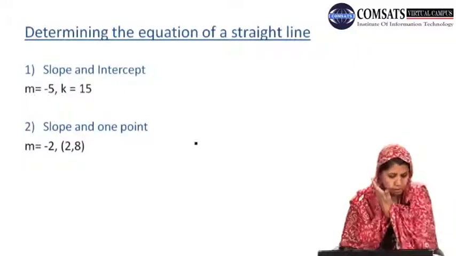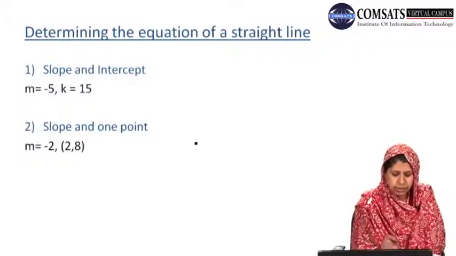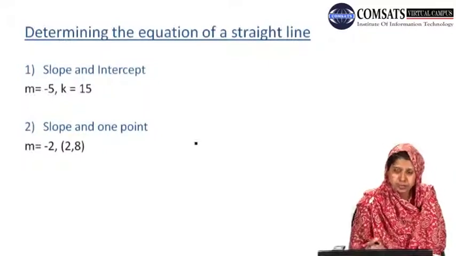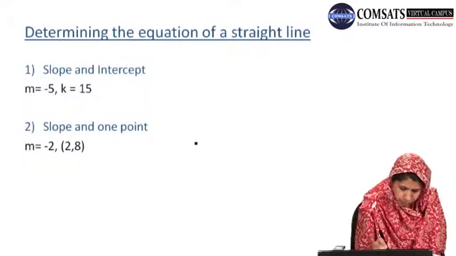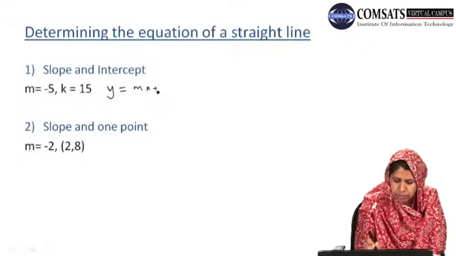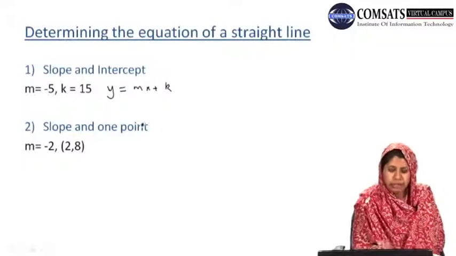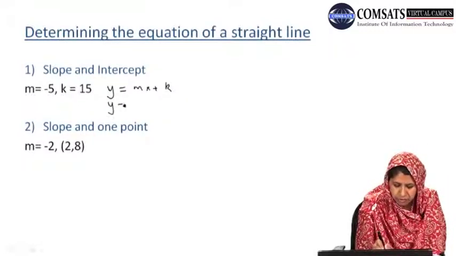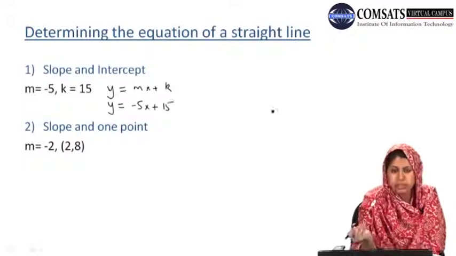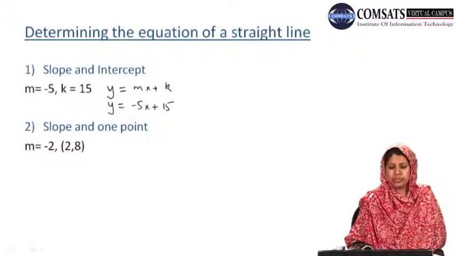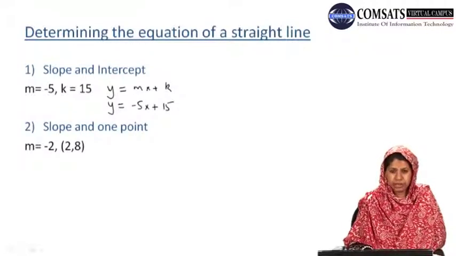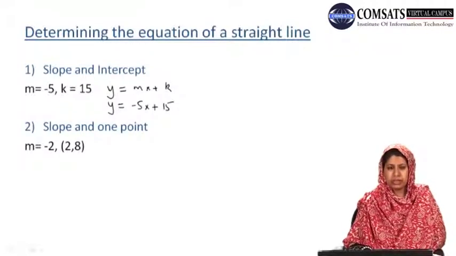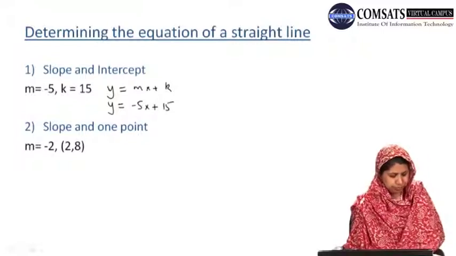Now we are given the slope m = -5 and k = 15. So y = mx + k. Just putting the values of m and k in our general equation, we obtain y = -5x + 15. So this is the equation of a straight line having slope -5 and y-intercept 15.